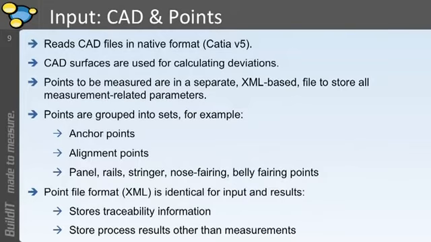And it's also used to store any process information other than the measurements. For example, the result of the different alignments, the deviation values, RMS or error values resulting from the alignment. And anything around the process but not specifically tied to a point would be in its own location in the point file, basically becoming its own result file.